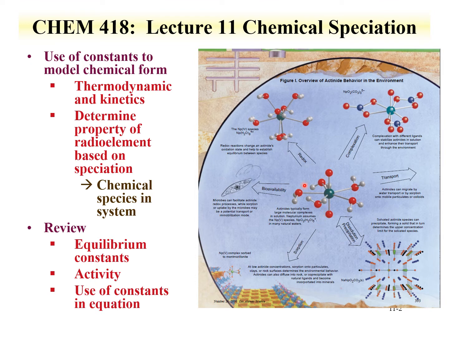So in this lecture, we're going to review equilibrium constants. We're going to talk about activity, chemical activity, as opposed to radioactivity. And then we're going to give an example of the use of constants to determine and calculate the speciation of metal ions.